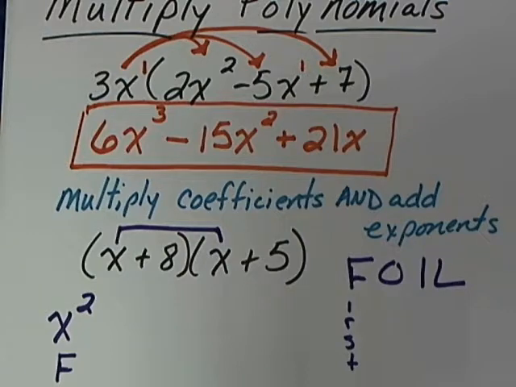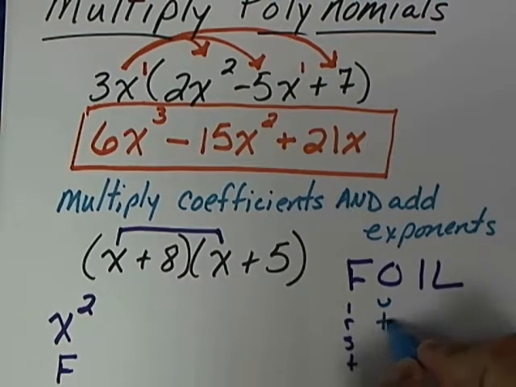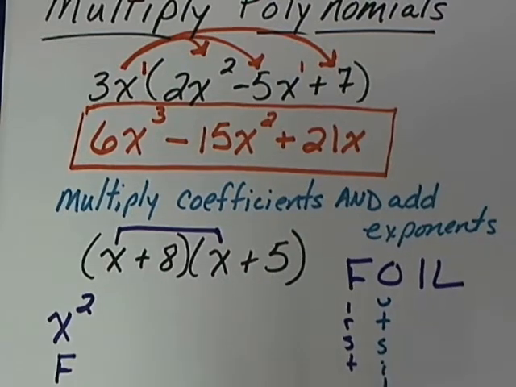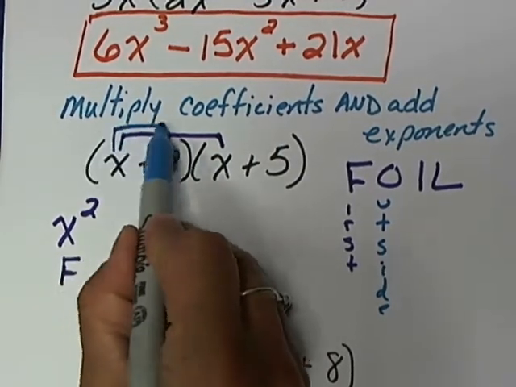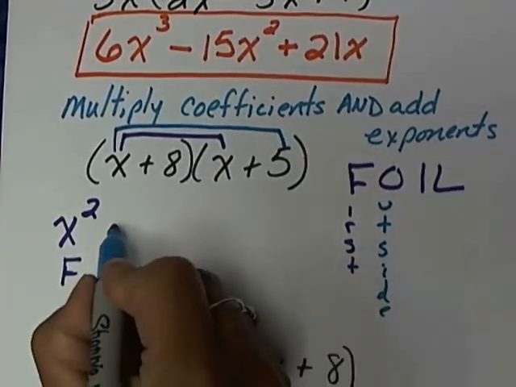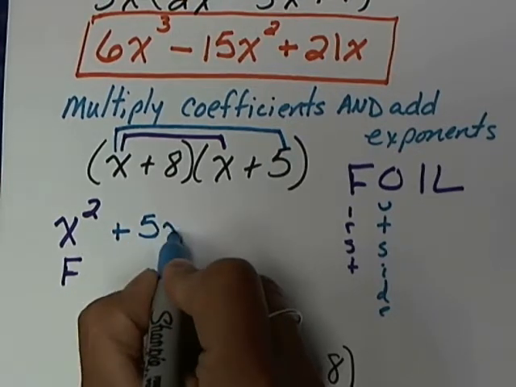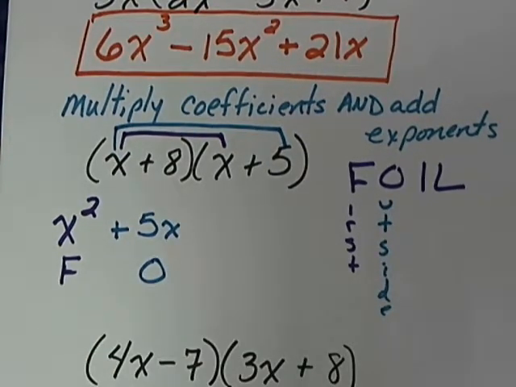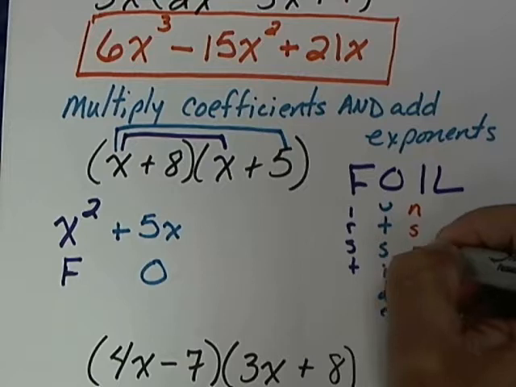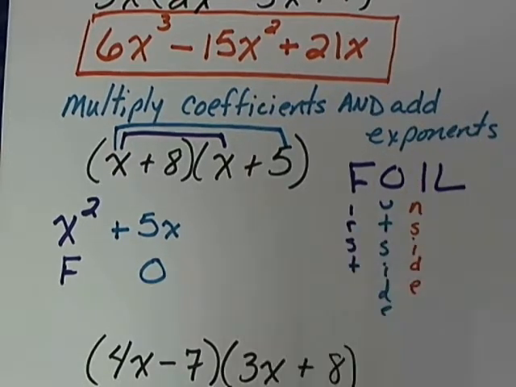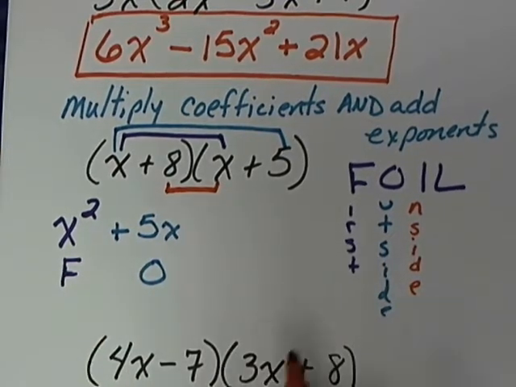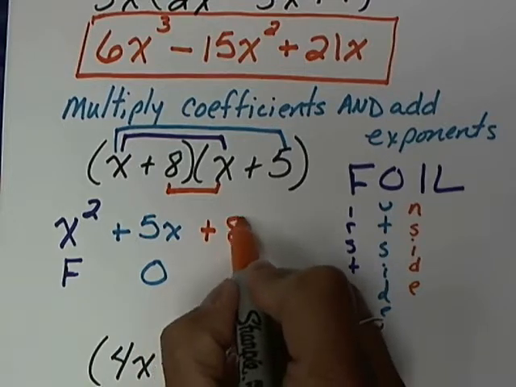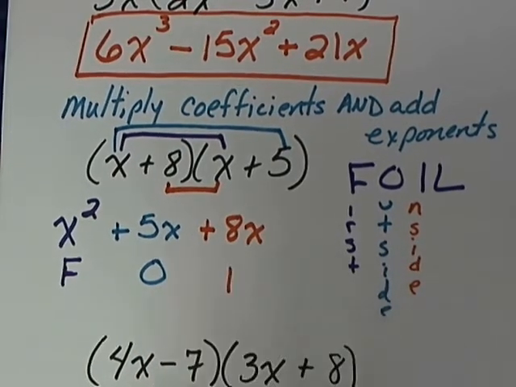The O stands for your outside terms. Okay, the outside terms, which are the ones on the edges, so that's going to be the x and the 5, and that would give us a positive 5x. The I stands for the inside terms. So if the x and the 5 are on the outside, then the inside ones are here. That would be the 8 and the x. They're both positive, so we go plus. We're multiplying them, so plus 8 times x.